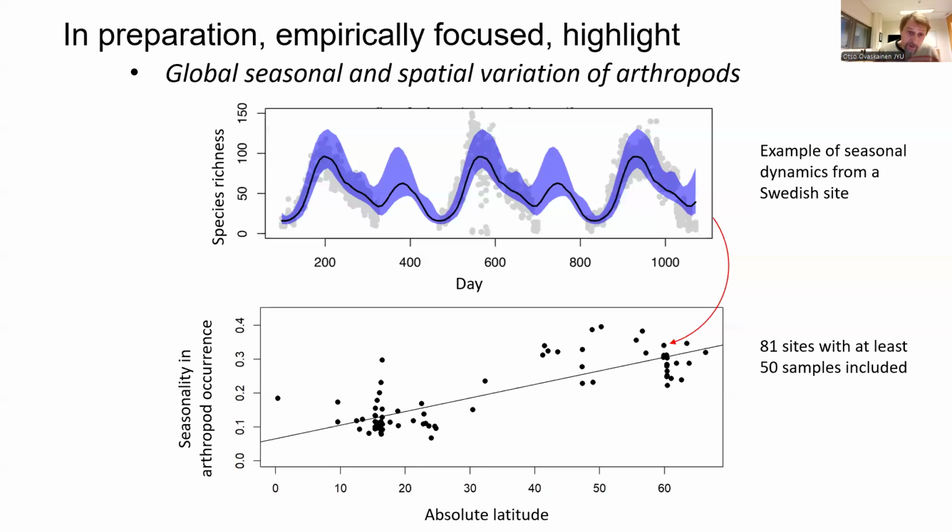On the panel on top, you see an example of seasonal dynamics of arthropod richness in a Swedish site. As expected, they peak somewhere in the middle of the summer. Then I fit joint species distribution models separately for all of those 81 sites for which there are at least 50 samples, so that you can really look at the seasonality. I asked how strong the signal of seasonality was in arthropod occurrence, not only in species richness but in the community composition of those arthropods. I plotted that as a function of latitude and saw that in high latitudes we have much higher seasonality than in low latitudes. The data has a clean signal. This is an exciting starting point for the analysis. Sorry for going over my time, but I can't emphasize enough how excited I am about the availability of this data.